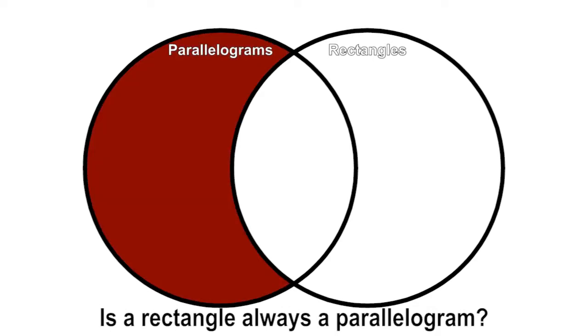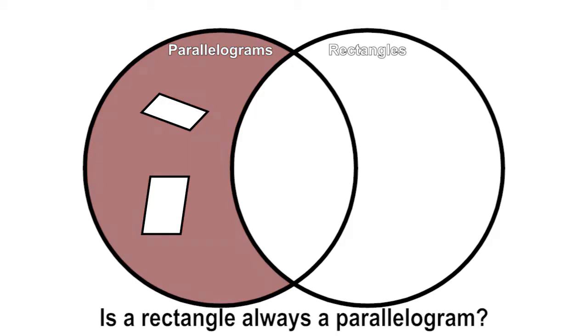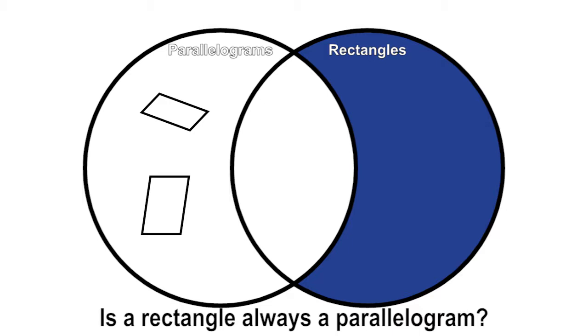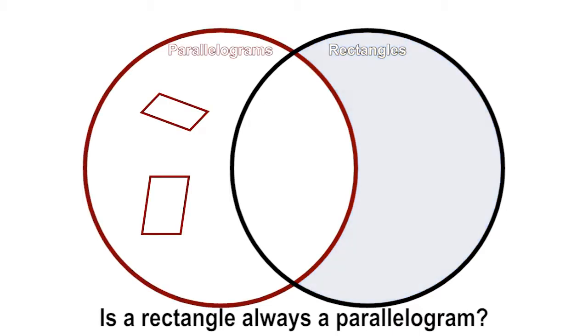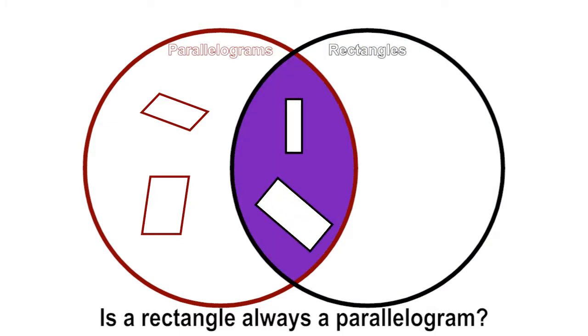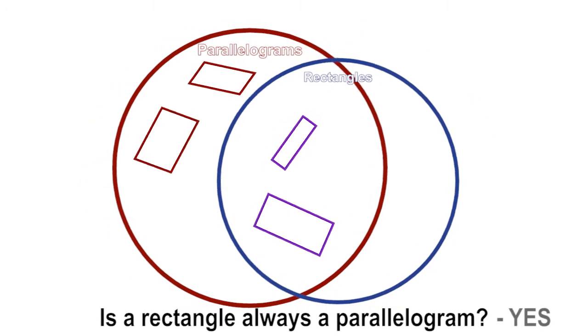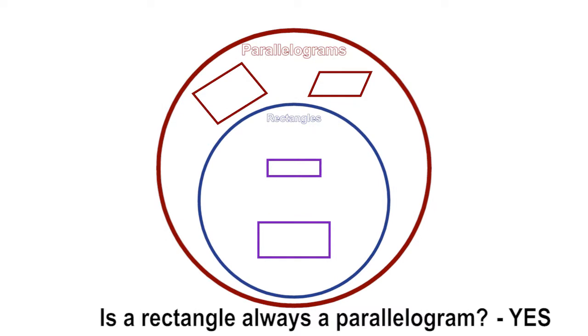In the parallelogram only section, we could add any four-sided shape with two sets of parallel sides as long as the angles are not right angles. We cannot add any shape into the rectangle only section because all rectangles have two pairs of parallel sides created by the right angles. Instead, we need to add rectangles into the shared section as they have all the attributes of a parallelogram and all those of a rectangle. Since all rectangles are categorized into the shared attribute section, we can again adjust the diagram to represent this relationship.